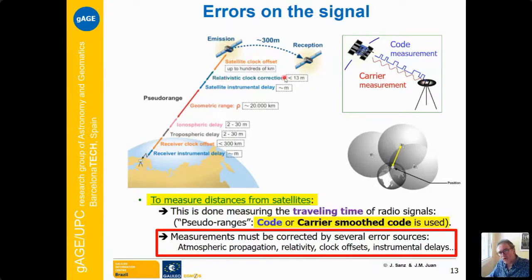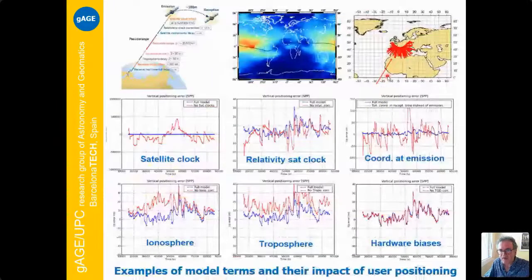This residual relativistic correction, after tuning on factory the clock oscillator on board of the satellite in order to remove most of the relativistic effect. The residual can be up to 30 meters. Okay, then in order to model the measurements, we have taken into account all these errors that contaminate these measurements and contaminate both code and carrier phase measurements.